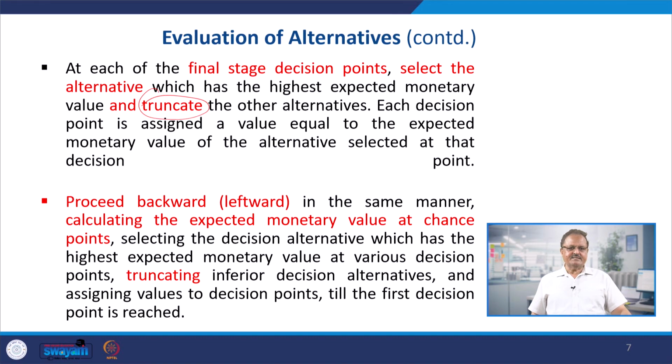Each decision point is assigned a value equal to the expected monetary value of the alternative selected at the decision point. Then next thing is proceed backward, leftward in the same manner, calculating the expected monetary value at the chance points, selecting the decision alternatives which has the highest expected monetary value at various decision points, and truncate the inferior decision alternatives and assigning values to the decision points. Finally, assign the value to the decision points till the first decision point is reached.